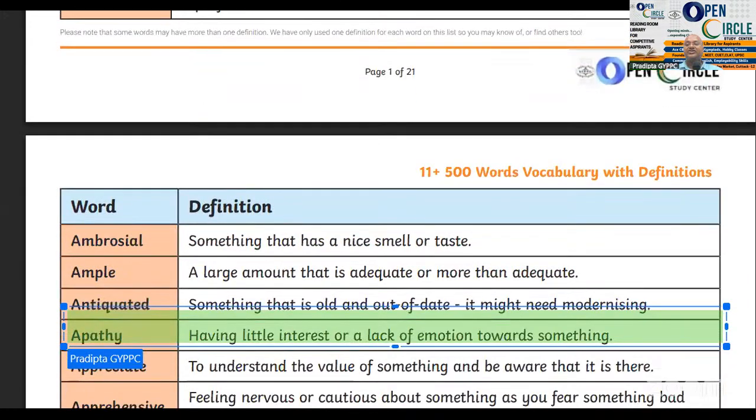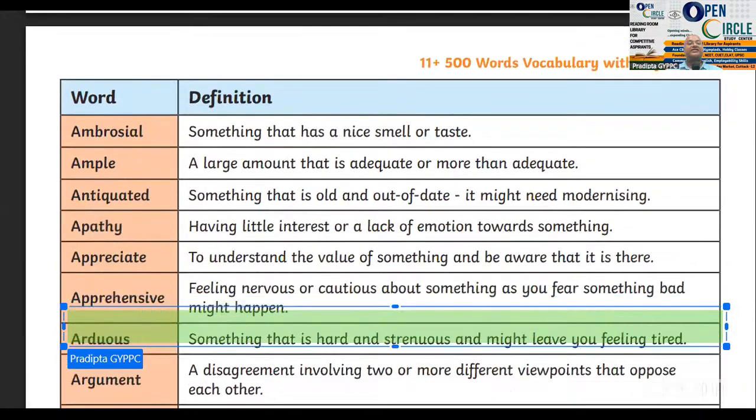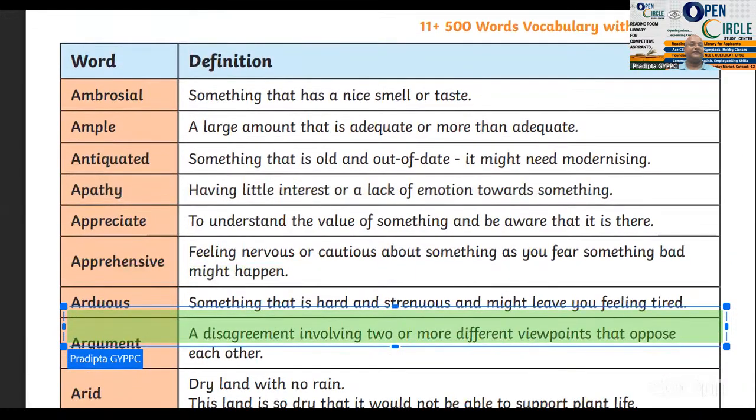Then comes page 2. But I need a small break of 1 minute. So I'll be back.